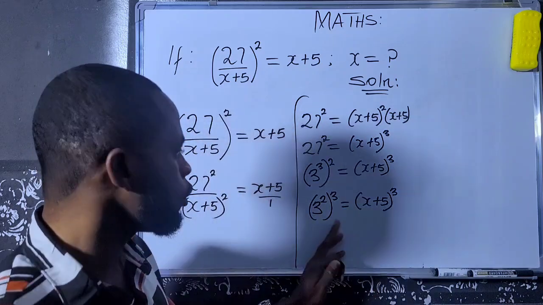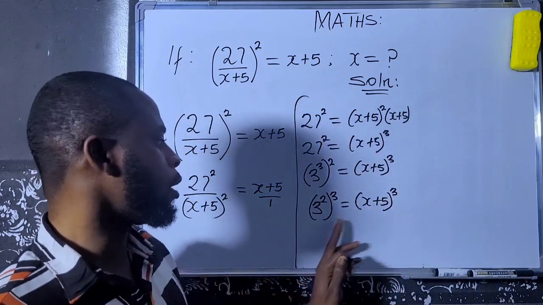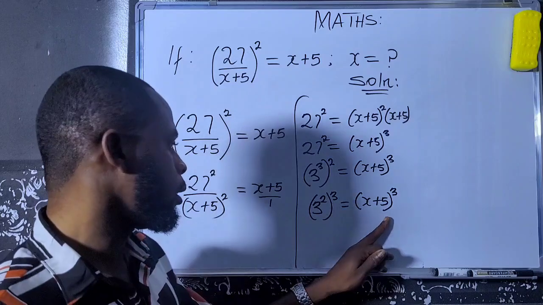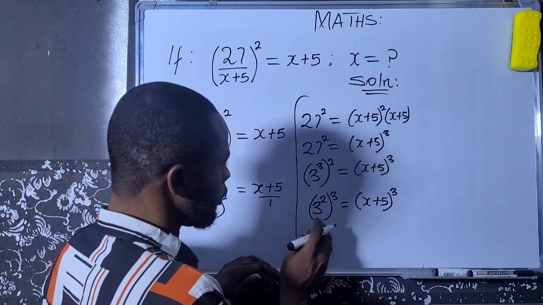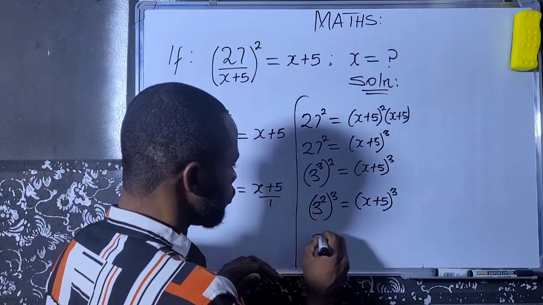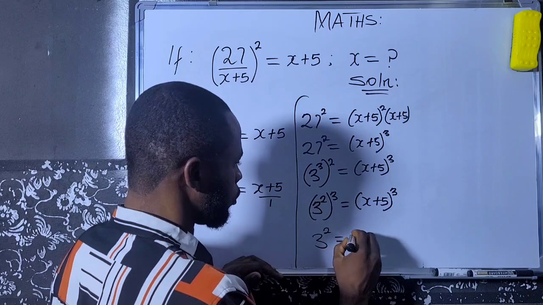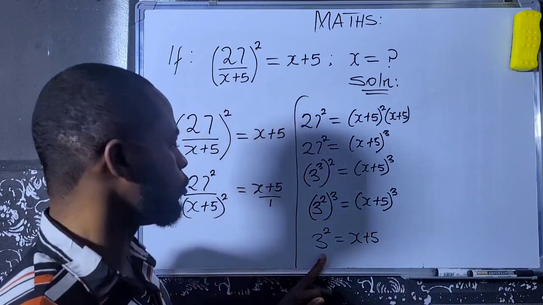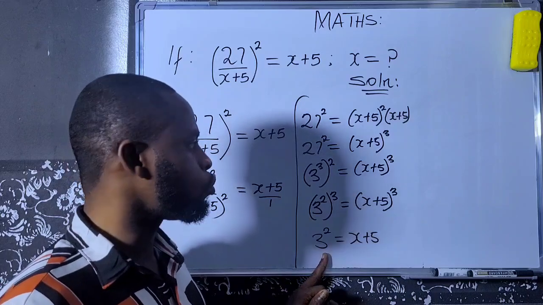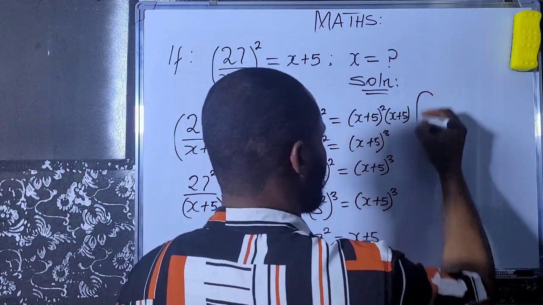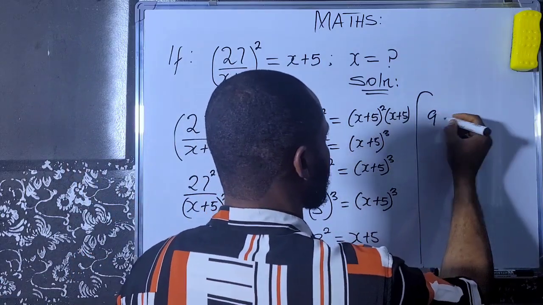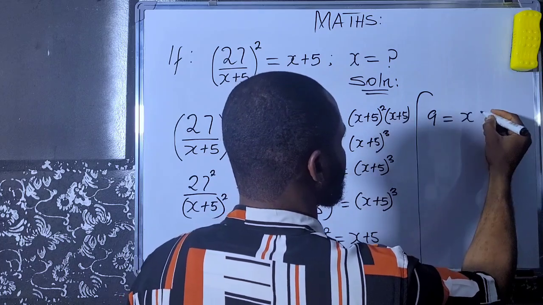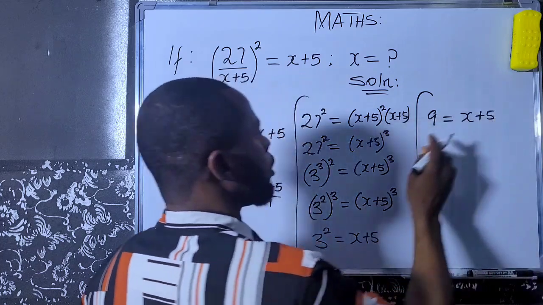Now, since the powers are the same, we are going to equate the bases. Therefore, we have here 3 to the power of 2 equals x plus 5. Now, 3 to the power of 2 will give us 9, and we have here 9 equals x plus 5.